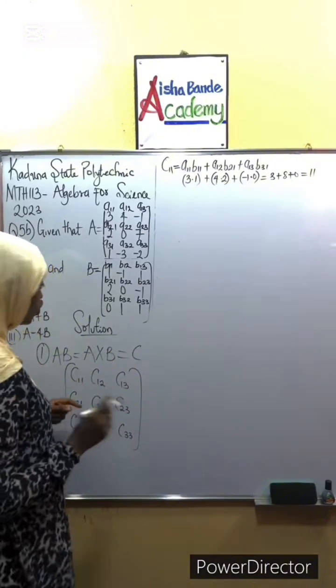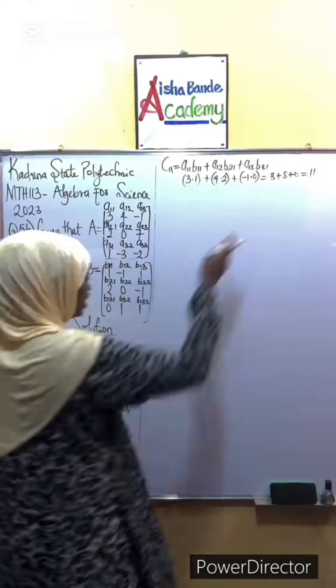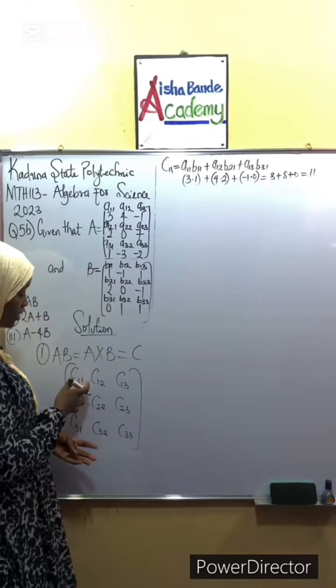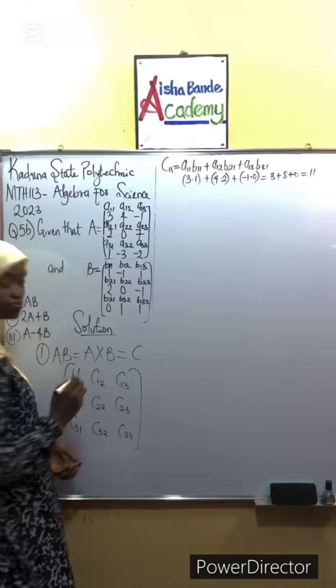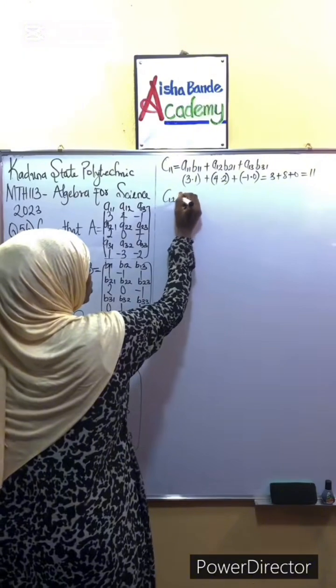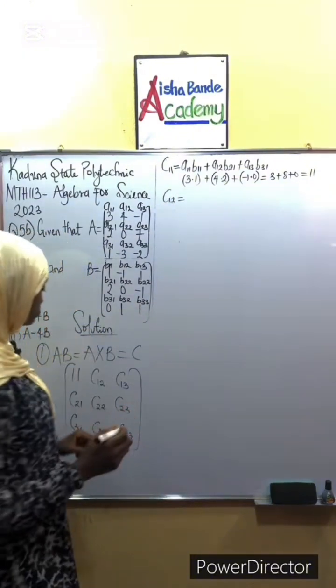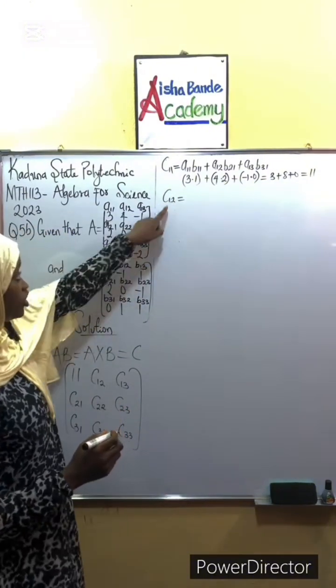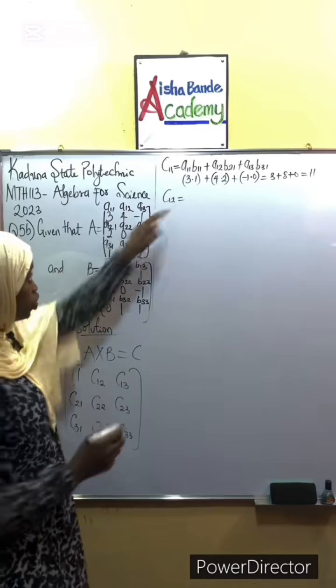As we are getting our answers, we can be substituting in the values here. C11 is 11. Let's move on to the next one. For us to get C12, C12 means we are still on the first row, but we are moving to the second column.